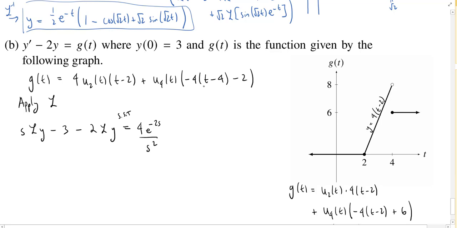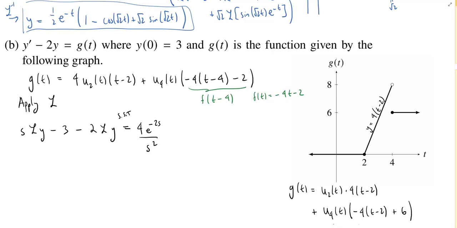Okay, now we go to the second summand, and again we have a unit step function times some function. Maybe it's a little trickier to see here, but this is some function which has been shifted by 4. The original function, f of t, was negative 4t minus 2. We just see we replace the t minus 4 with a t.